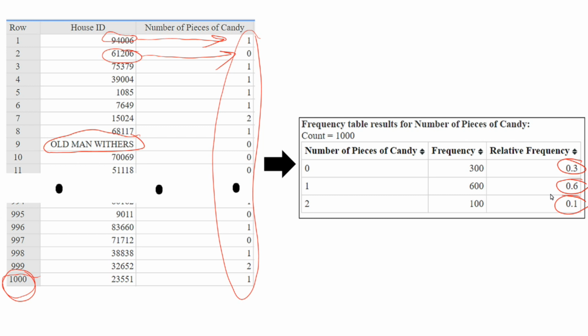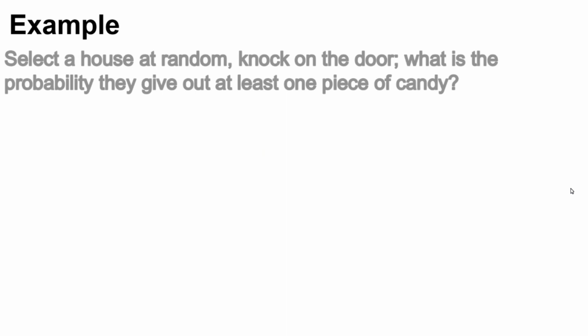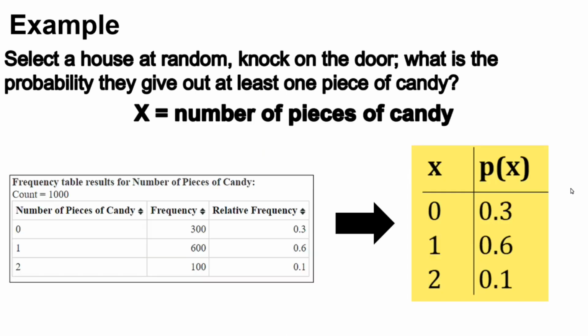Can you see the probability distribution here? We have each x value and the corresponding probability associated with it. Each one of these probabilities is positive, and when we add them all up, we get 1. So it's a valid probability distribution. And this is what it looks like. I made it nice and Halloween colored.